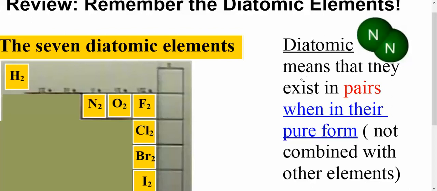They are diatomic, which means that they exist in pairs when in their pure form. In other words, not combined with other elements. As shown in the picture here, this is a diatomic nitrogen molecule. When nitrogen is by itself, it exists in pairs, as do all of the other diatomic elements.